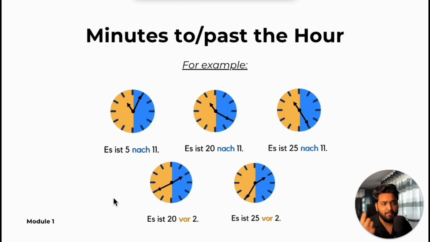So let's see some opposite examples. For example, on the other side, on the left side, you will say es ist 20 vor 2. If you notice, it is 20 minutes to 2 p.m. That's why es ist 20 vor 2. The same thing you can see here, es ist 25 vor 2. It is 25 minutes to 2 p.m. That's why es ist 25 vor 2.